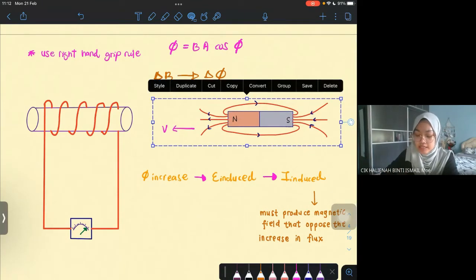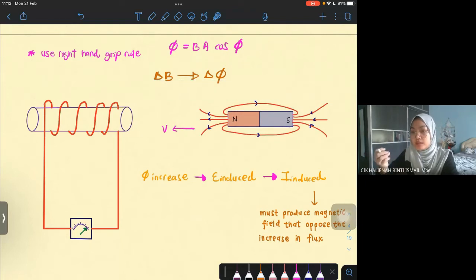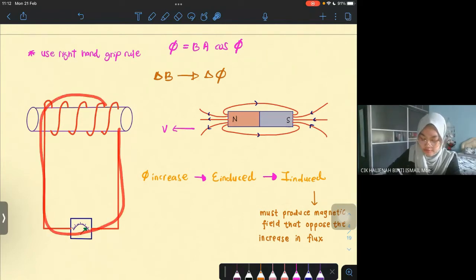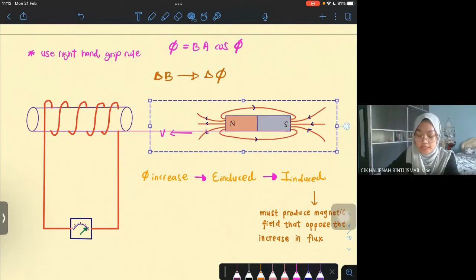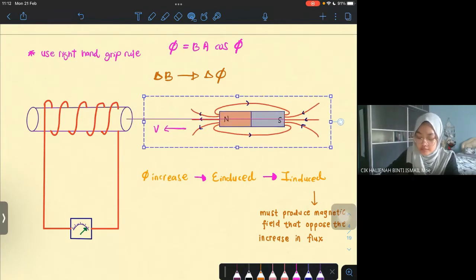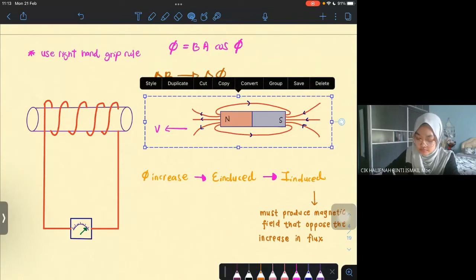So, bila ada EMF, okay, macam yang Miss cakap tadi, EMF ni dia supply energy so that current will flow. So, bila ada EMF automatic, akan ada current. So, here we can see a deflection of the galvanometer. Maksudnya akan ada current flowing through the circuit here. So, as you can see, there is no battery here. So, dia dapat energy tu daripada moving the magnet next to the solenoid or the coil.